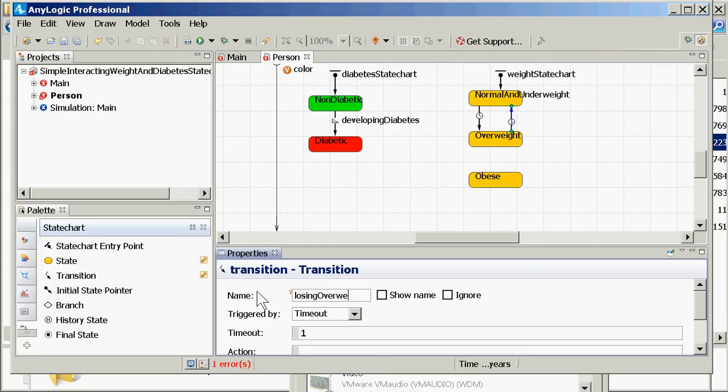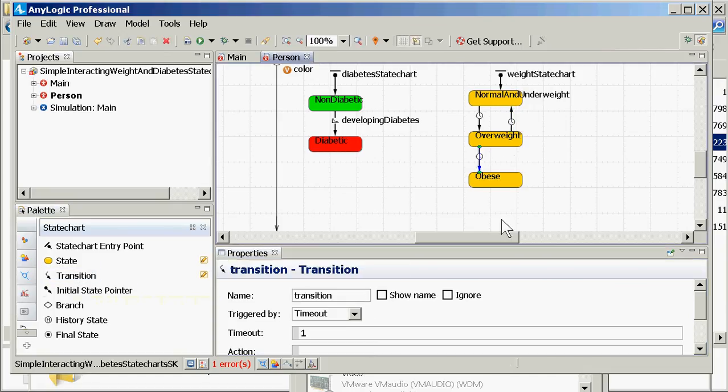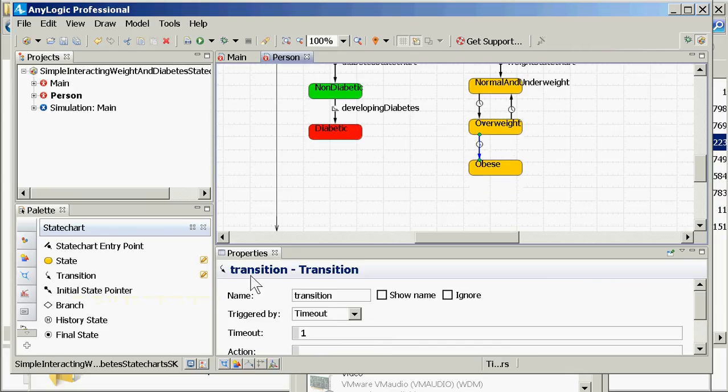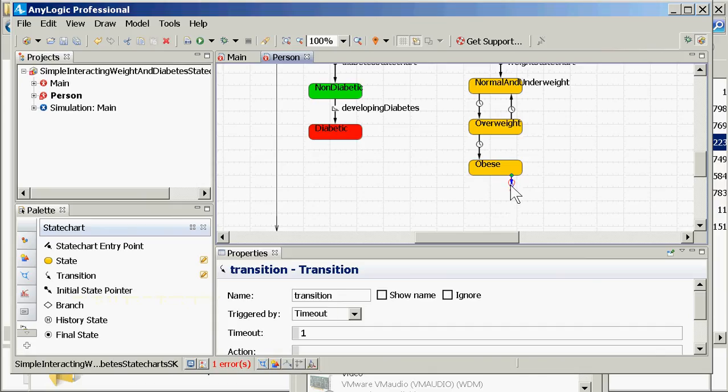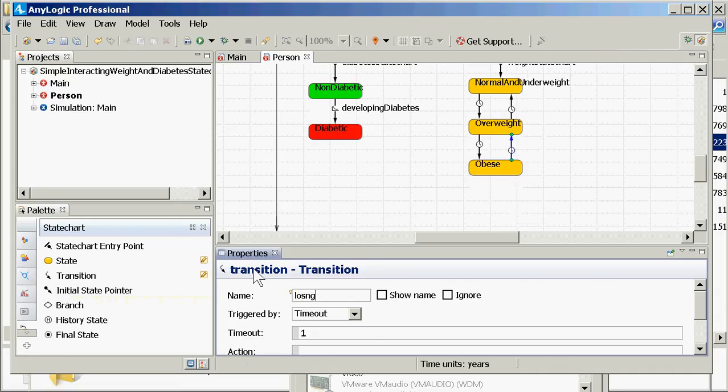Okay. And then let's set a transition to obesity, to the obese state. Call it becoming obese. And let's set a transition back, calling it losing obesity. Great.